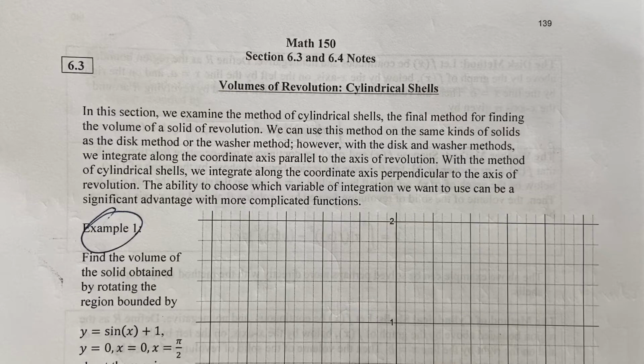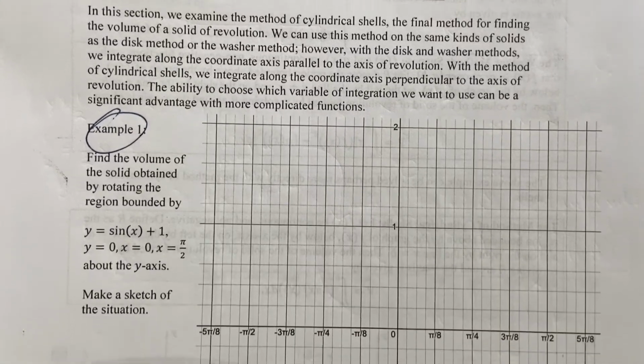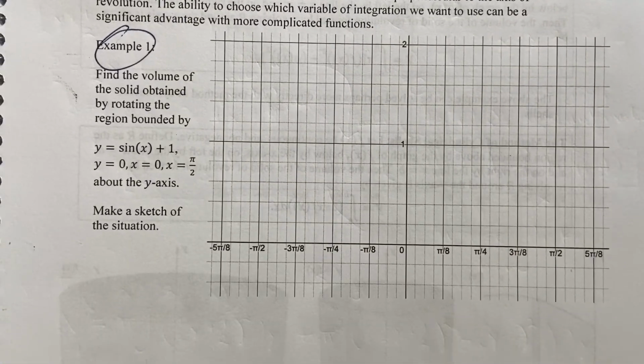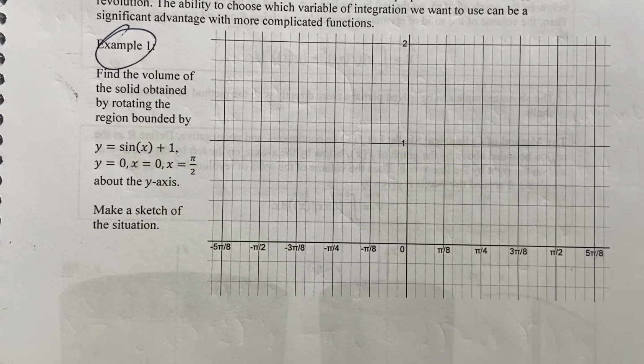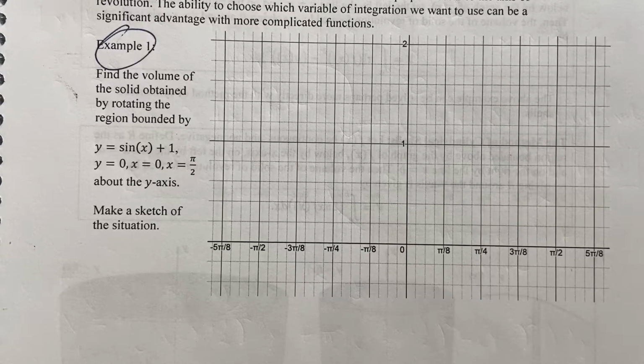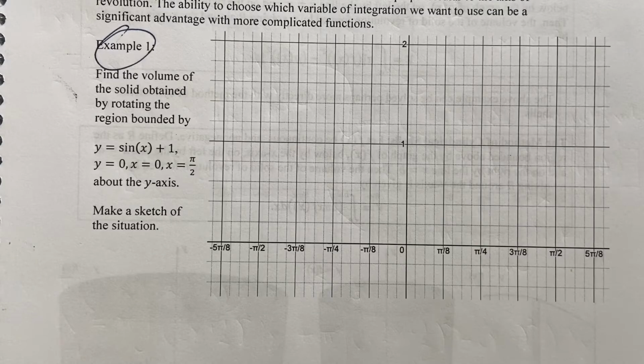So what I have here in example one is actually a problem that we might not totally finish, but I'm just going to set it up and show you why another method might be a lot better. So let's imagine this were our actual problem. It says find the volume of the solid obtained by rotating this region bounded by y equals sine x plus 1, y equals 0, x equals 0, and x equals pi over 2, and we're rotating this around the y-axis.